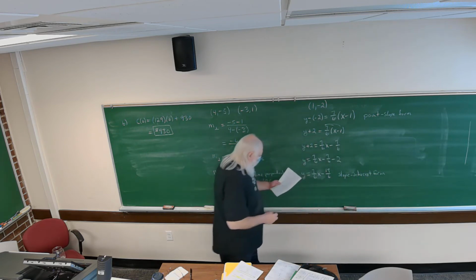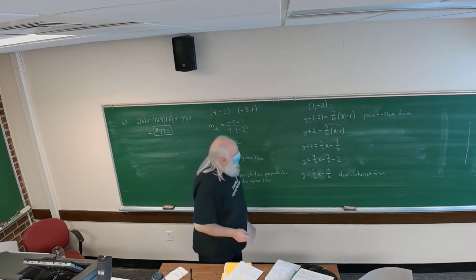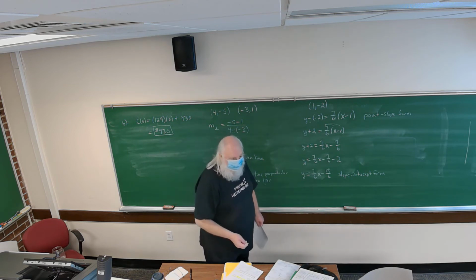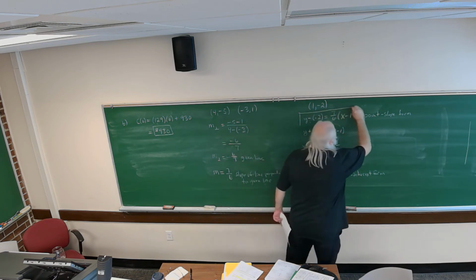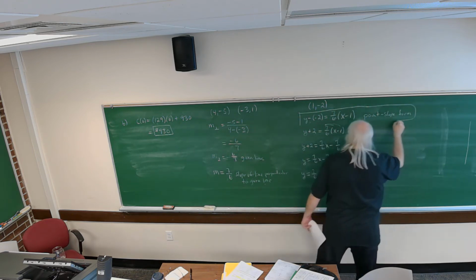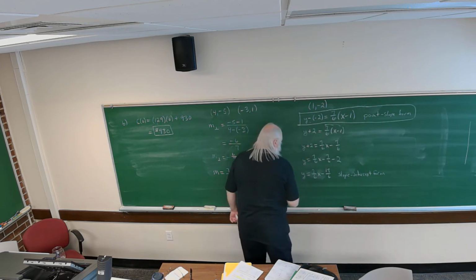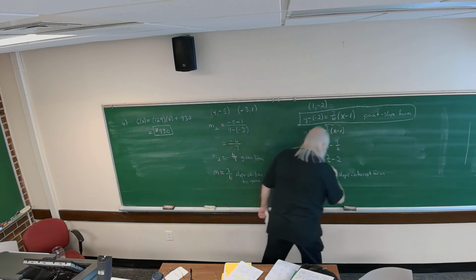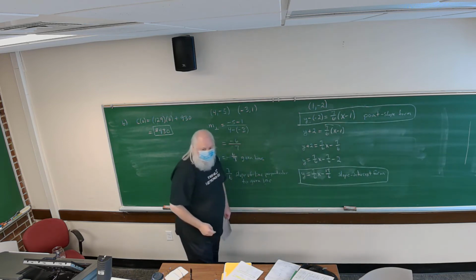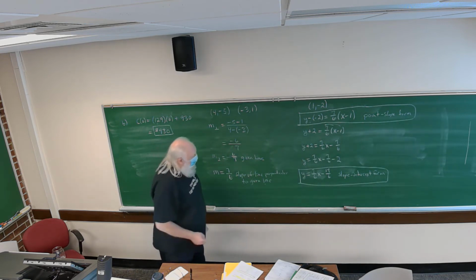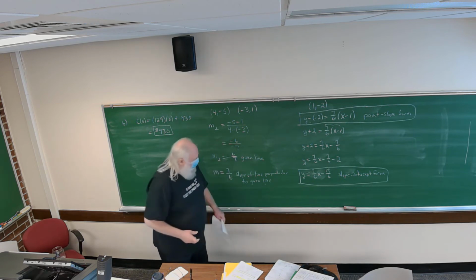So it did not specify whether to write the equation in point slope form or slope intercept form, right? So both of these should be acceptable. And they both represent the same line. Okay. The graph of those two equations is exactly the same.